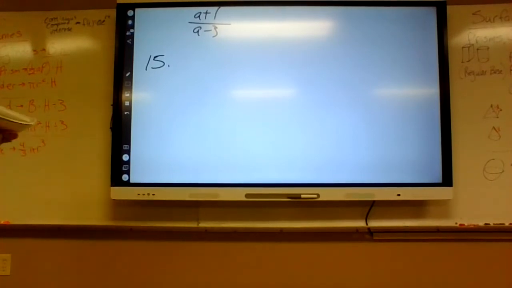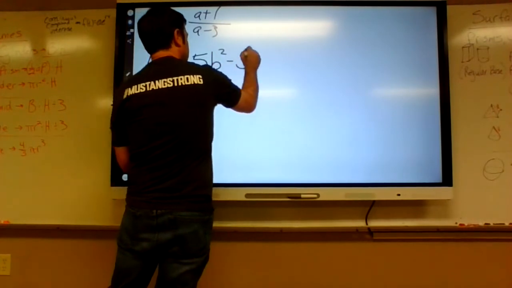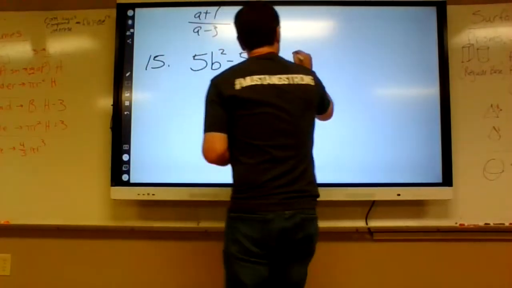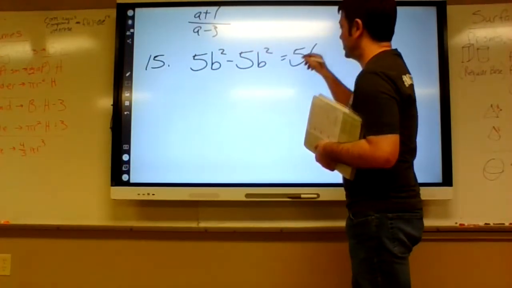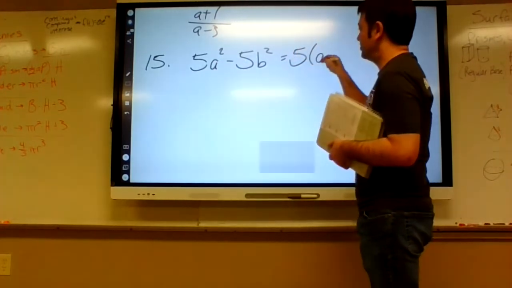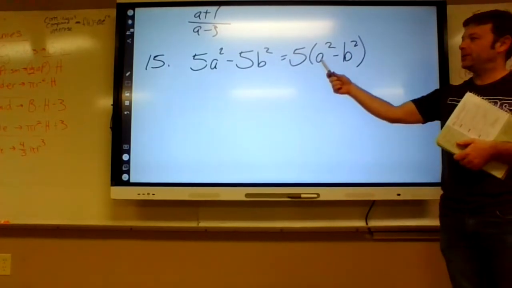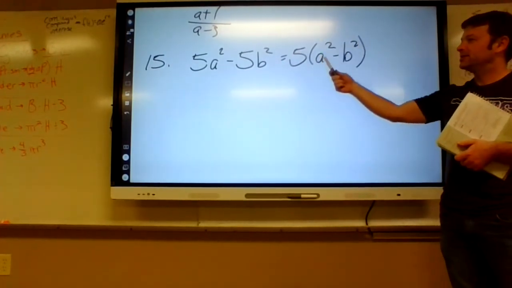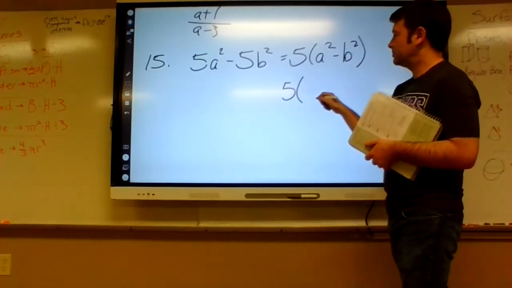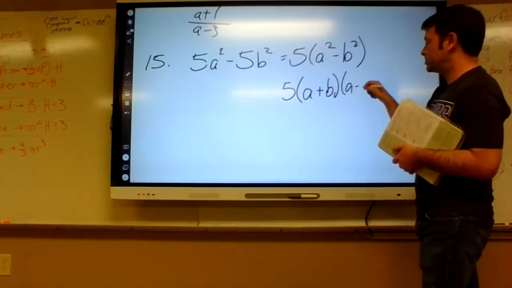Okay, on 5a squared minus 5b squared, what can I do to it? Take out a 5. If I take out a 5, I'm gonna be left with a squared minus b squared. Does that ring a bell for anybody? It's a square minus a square, right? So a and b, a plus b, a minus b.